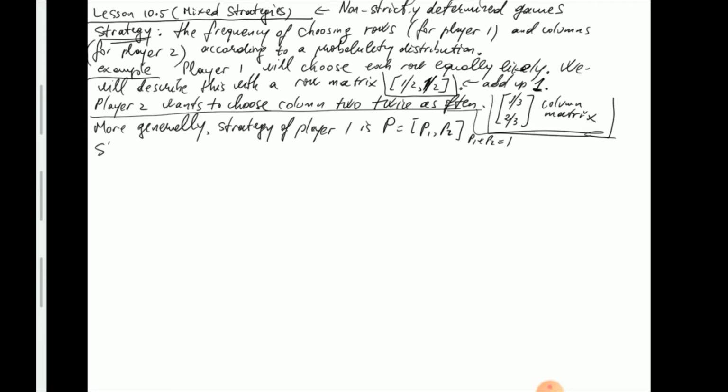And let's say also that the strategy of player 2 is denoted by big Q, and it's going to be a column matrix q1, q2, with little q1 plus little q2 equals 1, just like p1 and p2. So the question now: what is the expected payoff for each strategy, assuming that we play this game repeatedly?